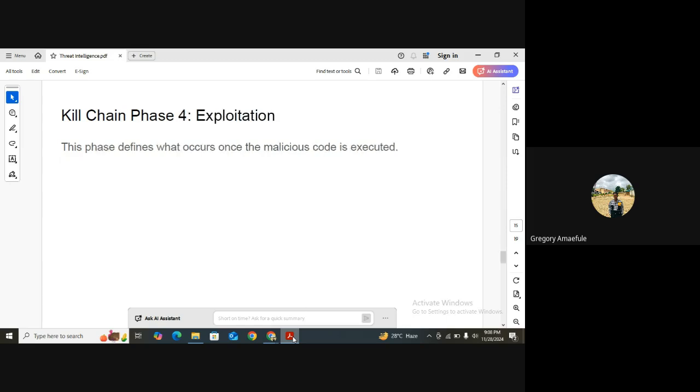So the next phase is the exploitation phase. This is the phase where our malicious code is executed.